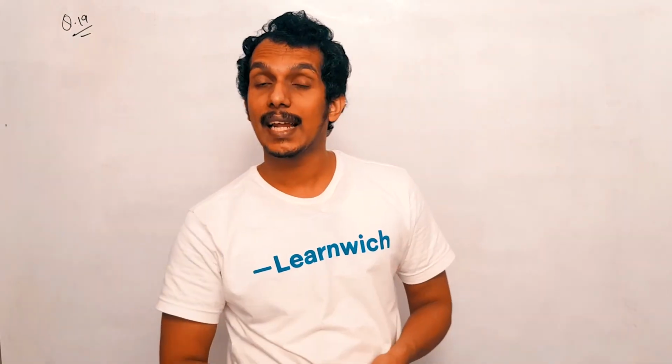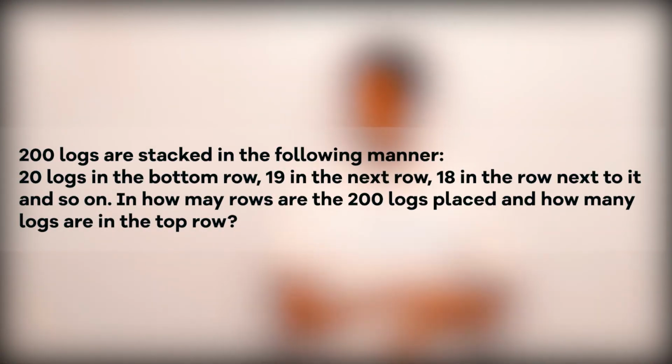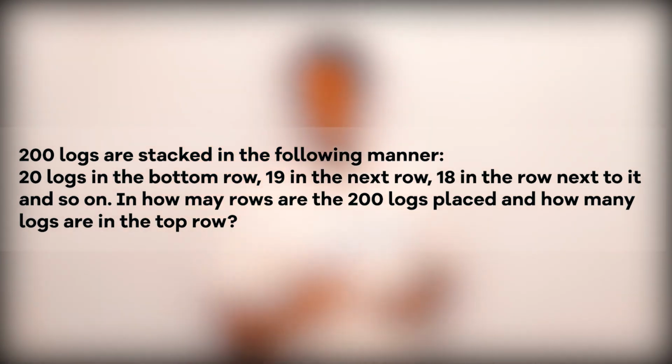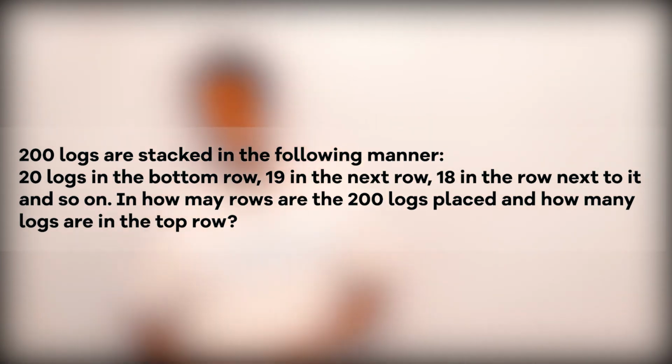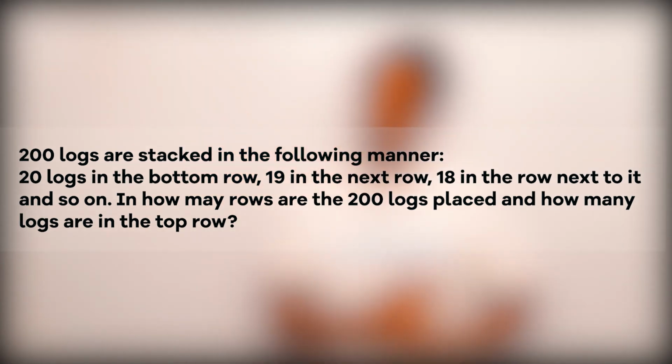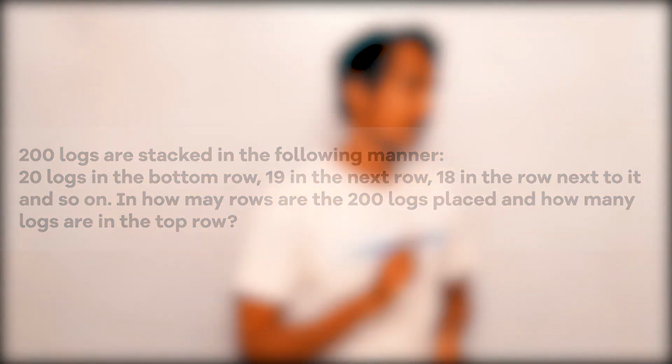Yeah, so now read the 19th question from your textbook. What does it tell you? 200 logs are stacked in the following manner. 20 logs in the bottom row, 19 in the next row, 18 in the row next to it, and so on. In how many rows are the 200 logs placed and how many logs are on the top? Okay, so that is the question.